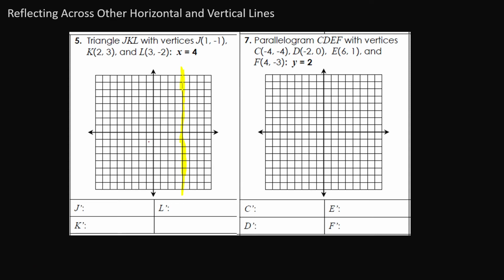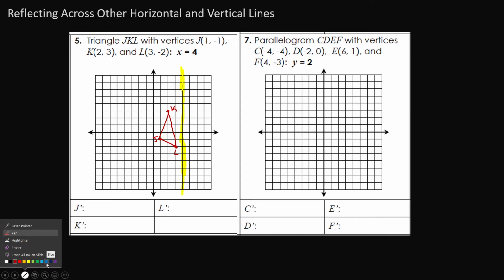And so let me graph my triangle, my pre-image. JKL, J is at (1, -1). K is at (2, 3). And L is at (3, -2). Here is JKL. Okay, and so let's find the image points.